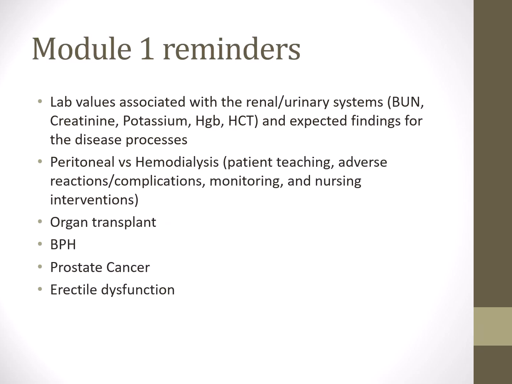Some reminders from Module 1 or topics that you would want to be familiar with. Be sure you know your lab values associated with the renal and urinary system and what you expect those lab values to be for the different disease processes. For instance, for a patient with chronic kidney disease, what would you expect the potassium to do? Or what would you expect their ABG to look like? Be familiar with the different types of dialysis, organ transplantation, BPH, prostate cancer, and erectile dysfunction.